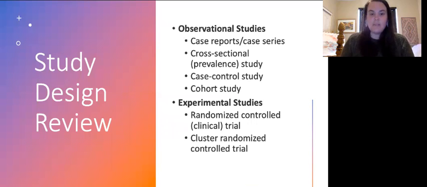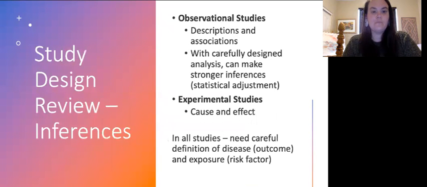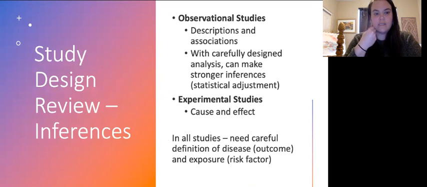We also have experimental studies, what we as researchers might think of as the gold standard: randomized controlled trials, randomized clinical trials, or cluster randomized controlled trials. Again, we'll talk more about these throughout the semester. For observational studies, there are some inferences you have to keep in mind. They're really only about descriptions and associations, so is something associated with each other. However, you can design an observational study to make stronger causal inferences with statistical adjustment and appropriate study design.